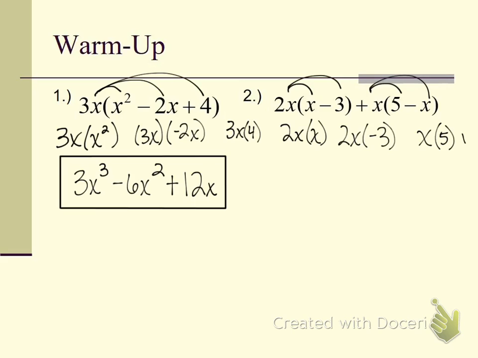And negative x. Okay, 2x times x is 2x squared. 2x times negative 3 is negative 6x. x times 5. So what symbol do we need? A positive 5x. And x times negative x? Negative x squared. Questions about what we just came up with?